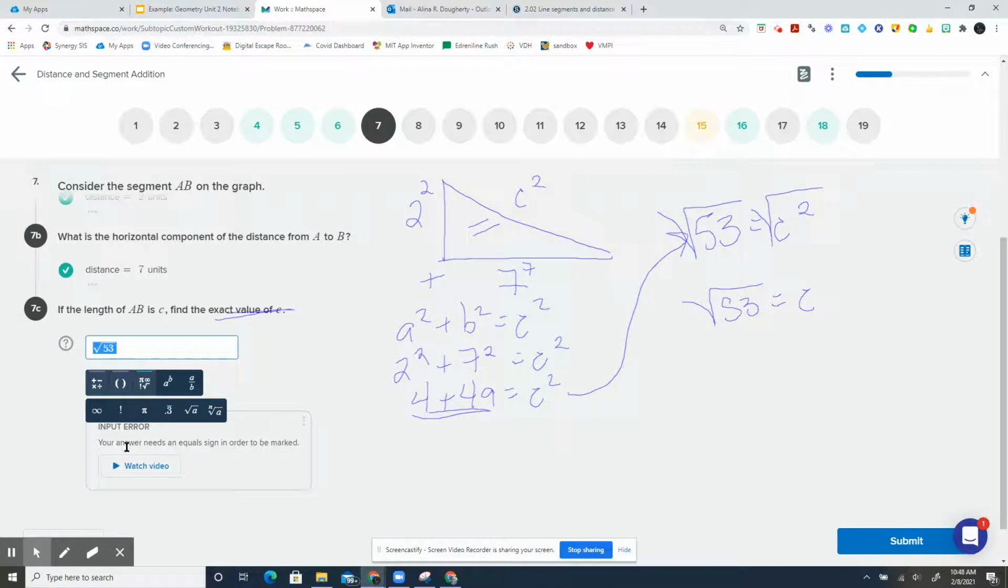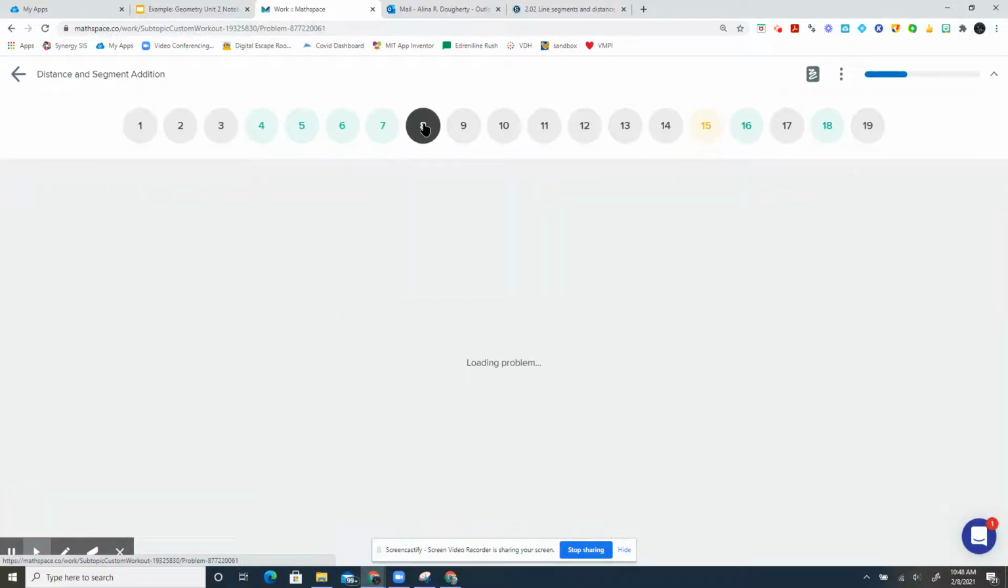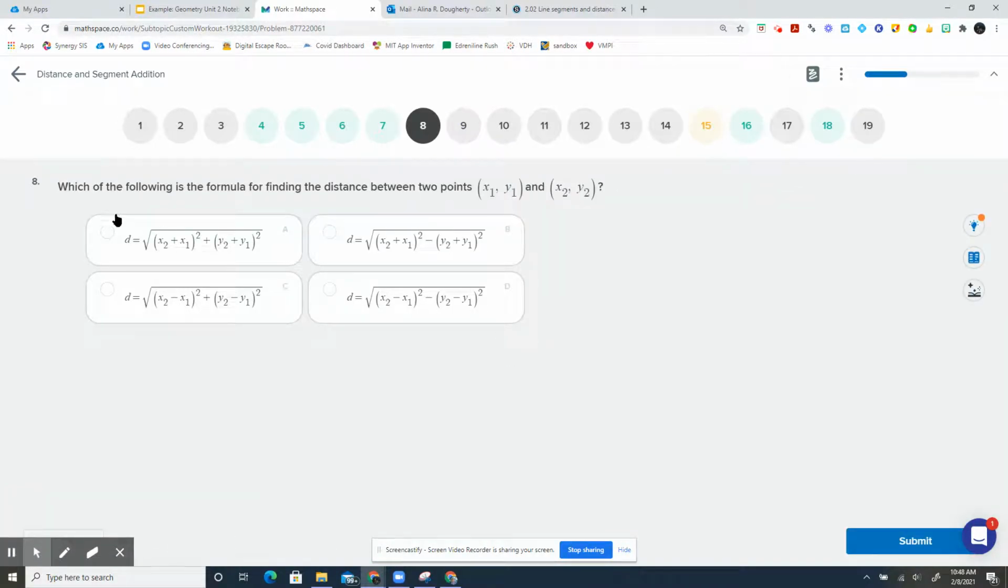Input error, your answer needs an equal sign. So we've got to come back over here and do equals c. Okay, you should probably also be able to put in equals AB. Hopefully that answers any questions. I know these graphs are a little bit of a struggle.